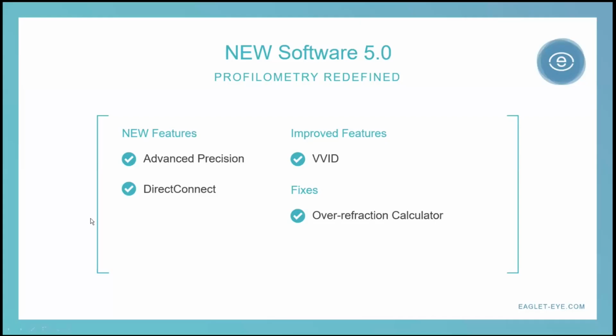So, the new features we've been working on. Advanced precision is what I will show later on, but it is coming up with better first glance fit predictions. So let me talk about it more later on. Direct Connect is extending the possibilities to the lab so that we gather all the data needed for the lab when you're ordering a lens, and also when you need consulting. So we try to bundle everything together. Besides that, quite many people were asking for the Vvid, so we're also going to introduce that. And besides that, there is a small fix, but still it is a fix, for the over-refraction calculator.